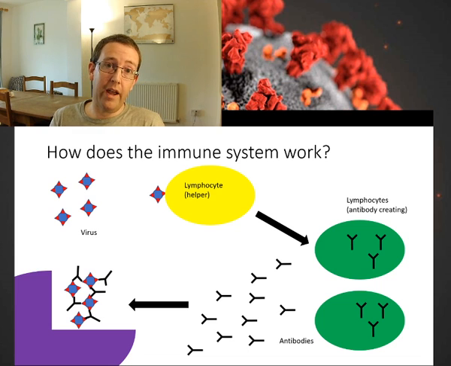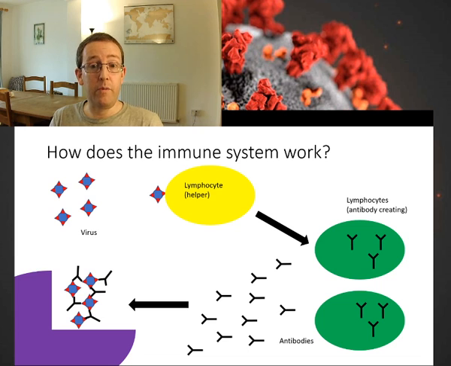And the reason we're all getting ill at the same time is COVID, coronavirus, this version has new antigens on the outside. It has new spikes on the outside, which means that we have to manufacture new antibodies from new lymphocytes to tackle it.